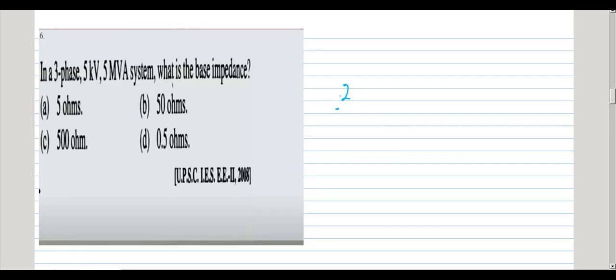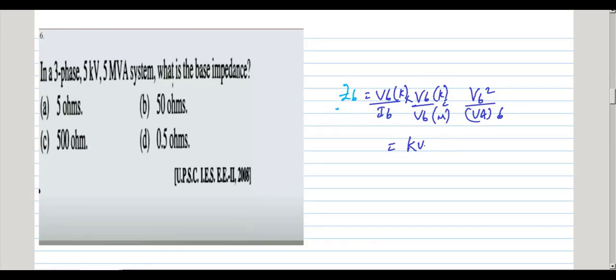So what do you know? Z base equal to V base by I base. If I multiply by V base on numerator and denominator, so V base square by VA base. If I multiply by kilo, kilo, then kilo and mega cancel, so kV base whole square, kilo base voltage whole square by MVA base.